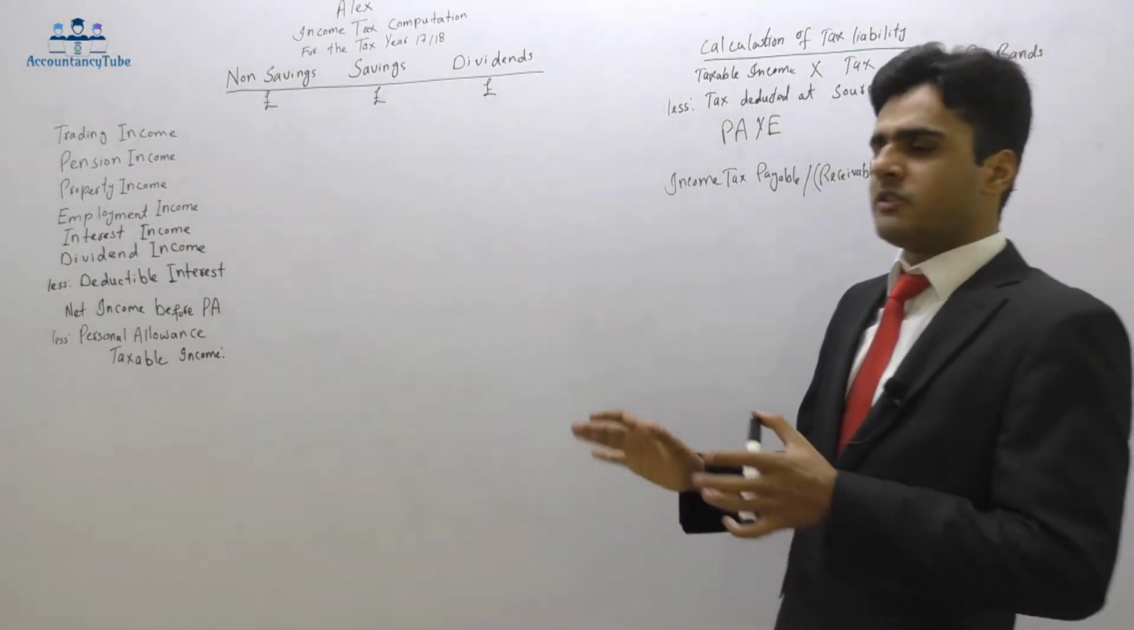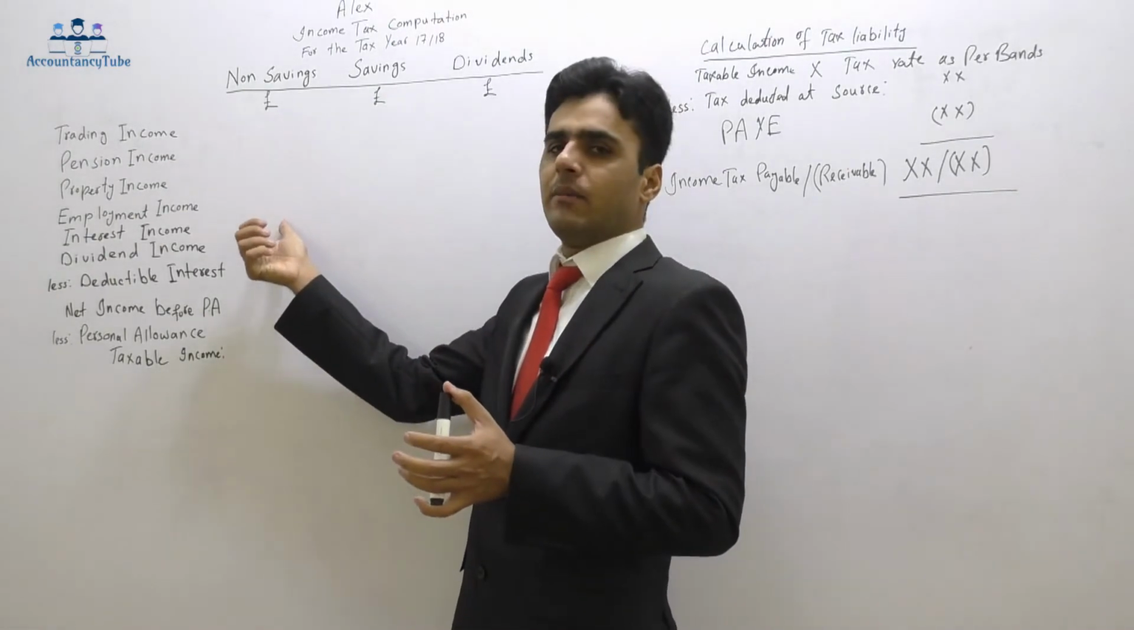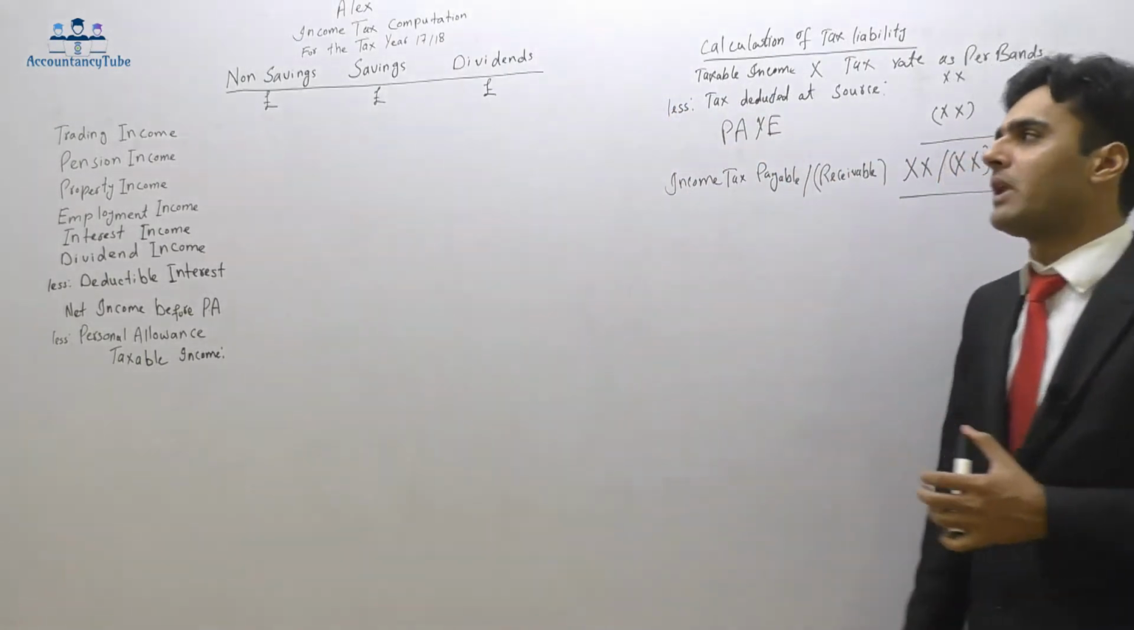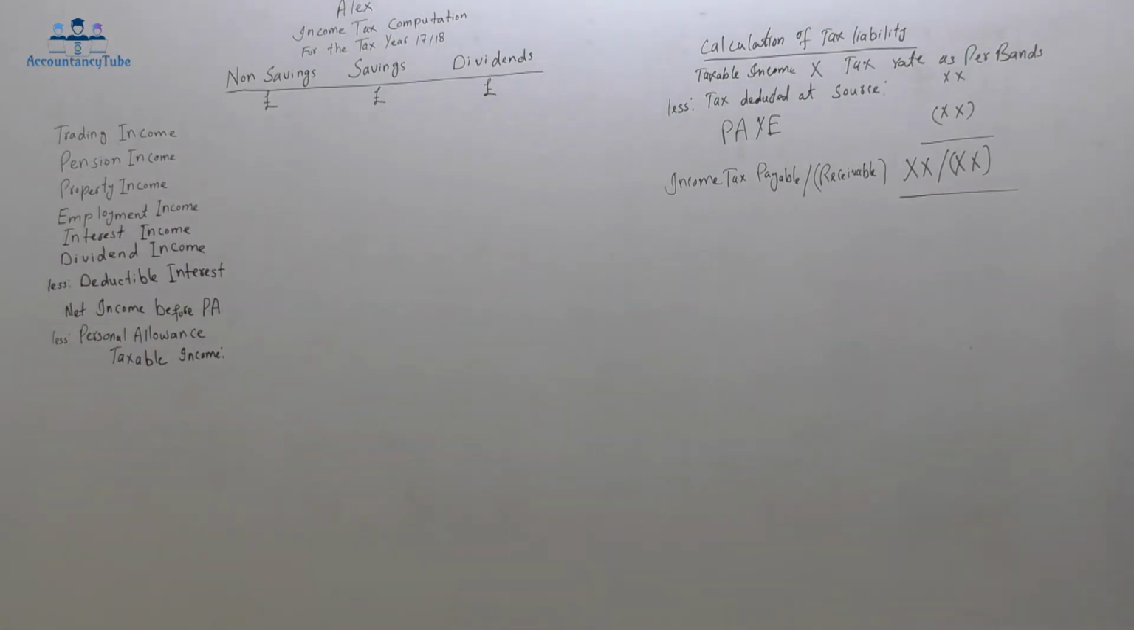HMRC says that it doesn't matter how many sources of income you have got, but please make sure you classify them into 3 different categories: non-savings, savings, and dividend. That's what HMRC says while making the income tax pro forma. So that's what we did. We have classified the income into 3 sections: non-savings, savings, and dividend.